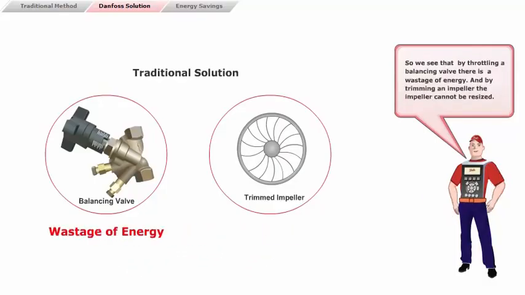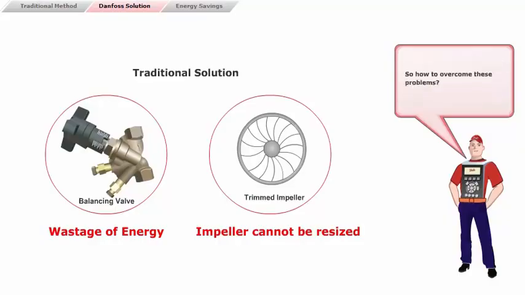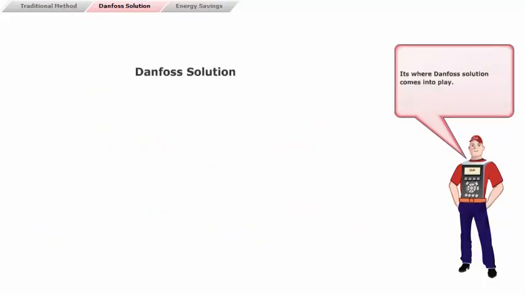So we see that, by throttling a balancing valve, there is a wastage of energy, and by trimming an impeller, the impeller cannot be resized. So, how to overcome these problems? It's where the Danfoss solution comes into play.